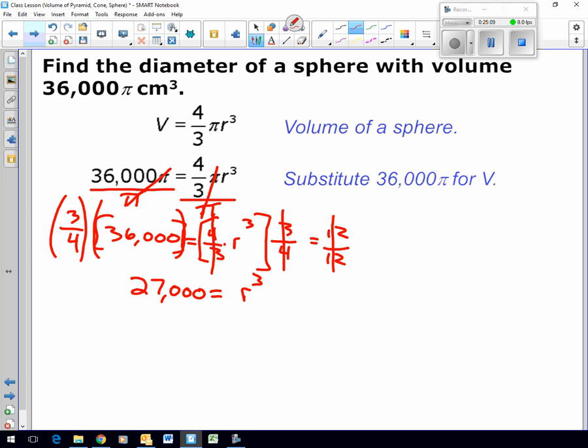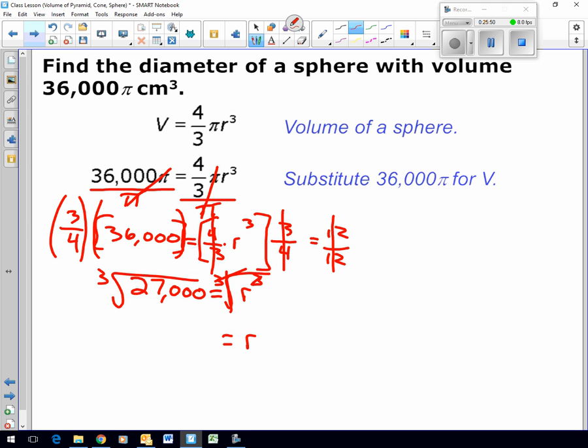If I had a 2 right here, how would I get rid of the 2? Square root. I got a 3 right here. How do I get rid of the 3? Cube root. You take the 3rd root. When we say square root, that means you take the 2nd root of the number. If you got a 3, you take the 3rd root. It's known as the cube root. So the 3rd root will eliminate the power of 3. It gets r by itself.